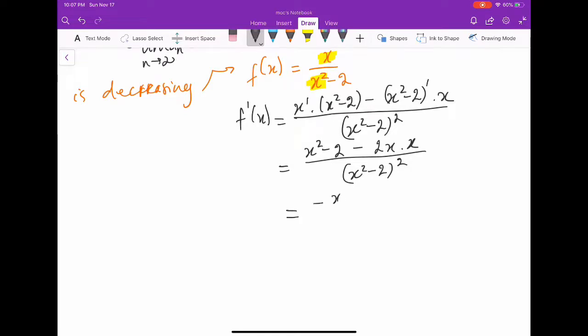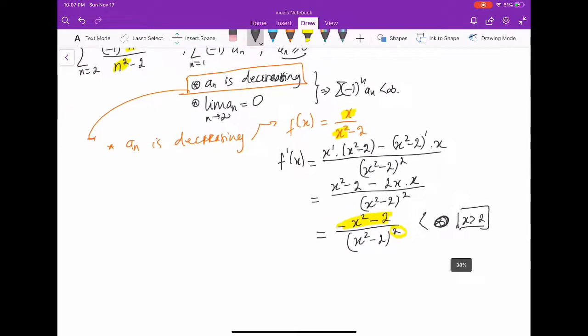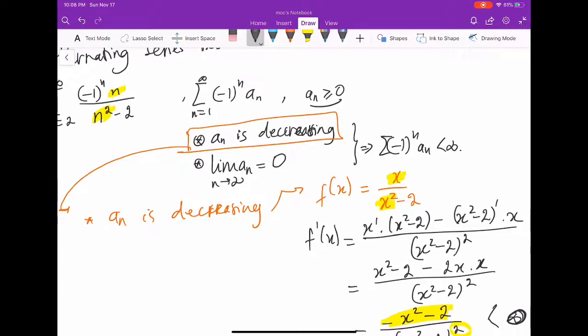We get negative x squared minus 2 over x squared minus 2 squared. So the part right here on the top is always negative, and the denominator is always positive. So that means this is always negative, right? For let's say x greater than 2, that's okay. So since the derivative is negative, that means an is decreasing because the function is decreasing. So we prove the first condition, right?